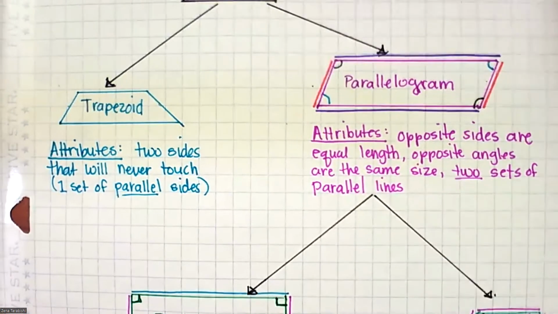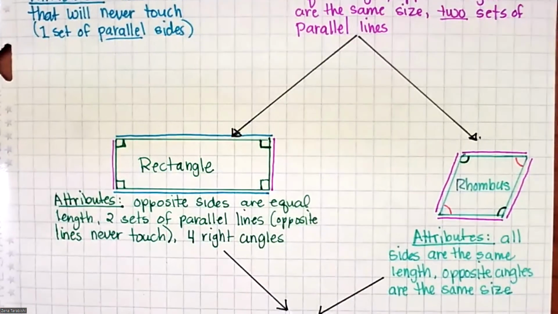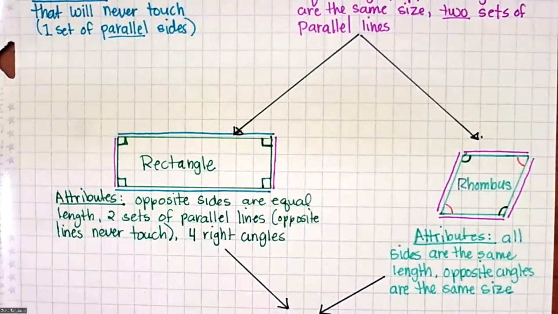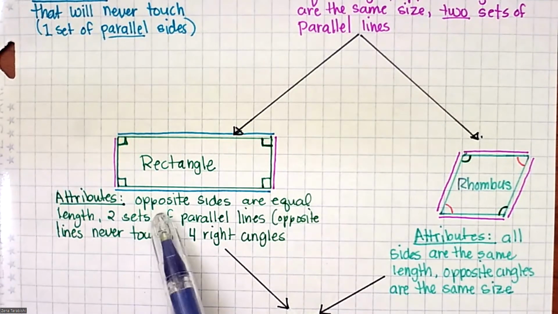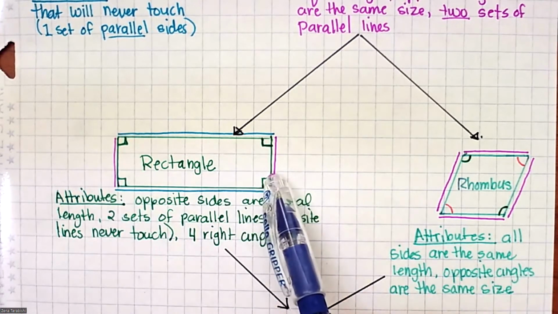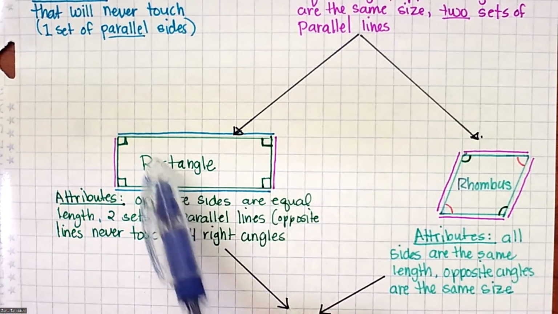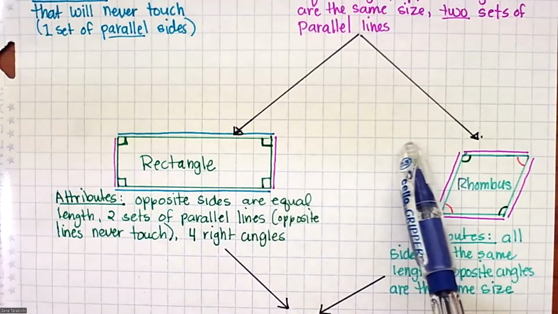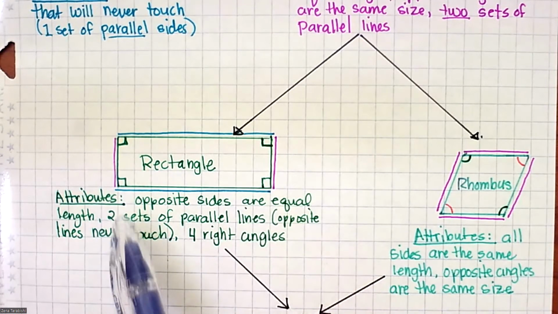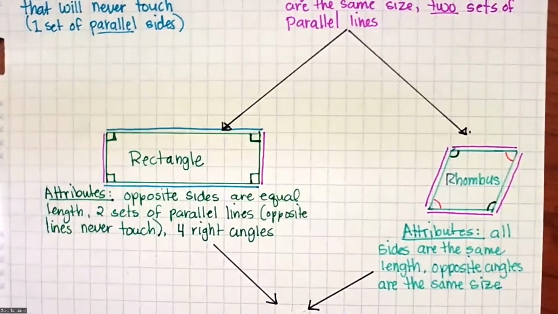Now, parallelograms can be split even farther into two categories. They can be split into rectangles and rhombuses. Now, the attributes of a rectangle are that the opposite sides are equal length. So this side and this side are the same length. And then this side and this side are the same length. It has two sets of parallel lines. So the top and the bottom can go on and on forever and never touch. The right and left can go on and on forever and never touch. It also has four right angles or four square corners. Those are the attributes of a rectangle.